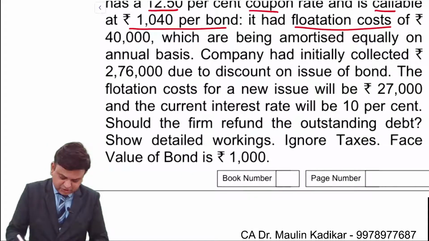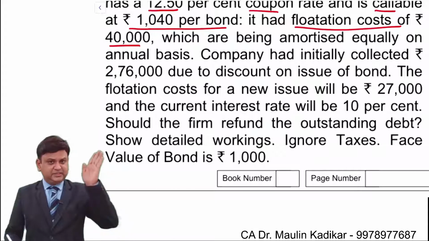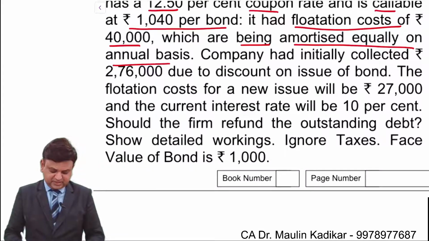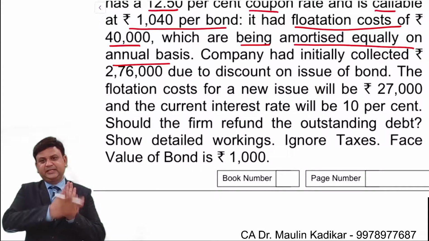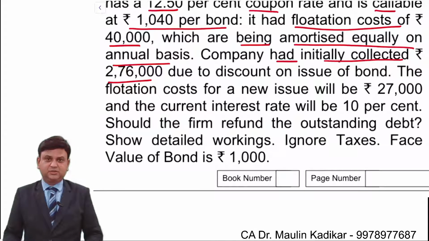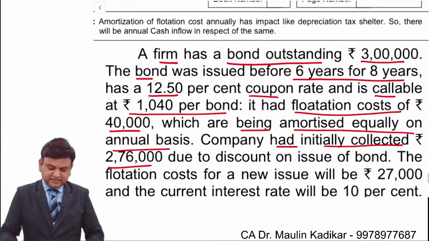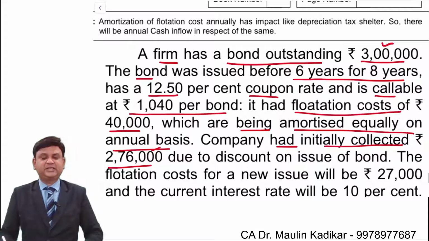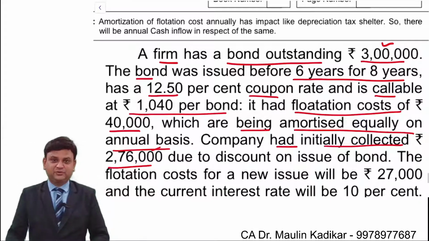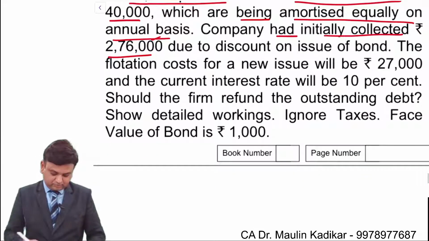It had a flotation cost of rupees 40,000 at the time at which we had issued it, which is being amortized equally on an annual basis. So annually we write it off. The company had initially collected an amount of rupees 2,76,000. So instead of collecting 3 lakhs, there was a collection of 2,76,000. Why? Because there is a discount of 24,000.